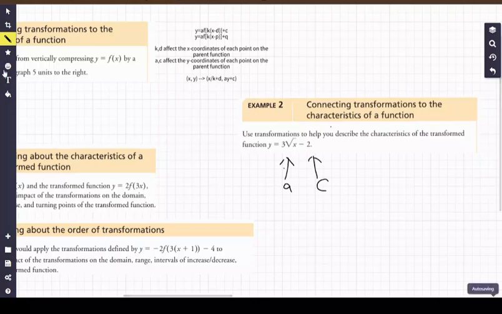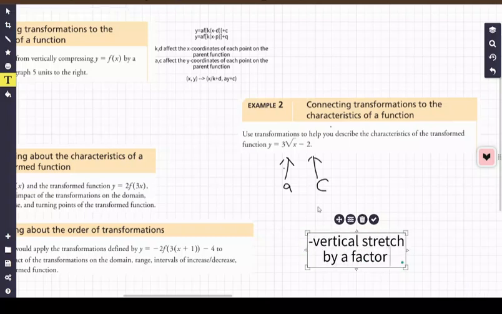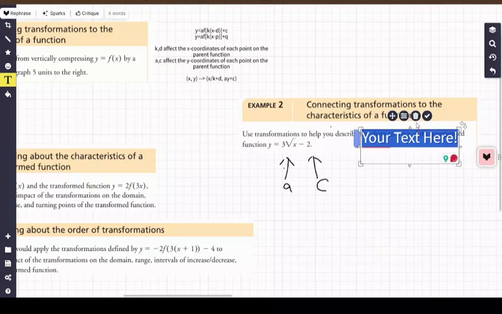So what that tells us is that we will have a vertical stretch by a factor of 3 and a vertical translation 2 units downwards. That's all we can say. And then we could also summarize that a equals 3 and c equals -2, but that's not important. Alright, let's move on to the next.